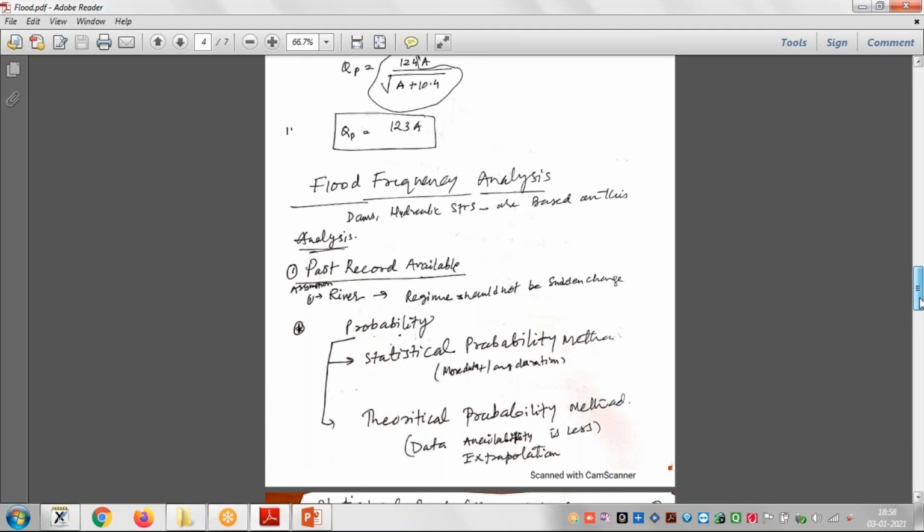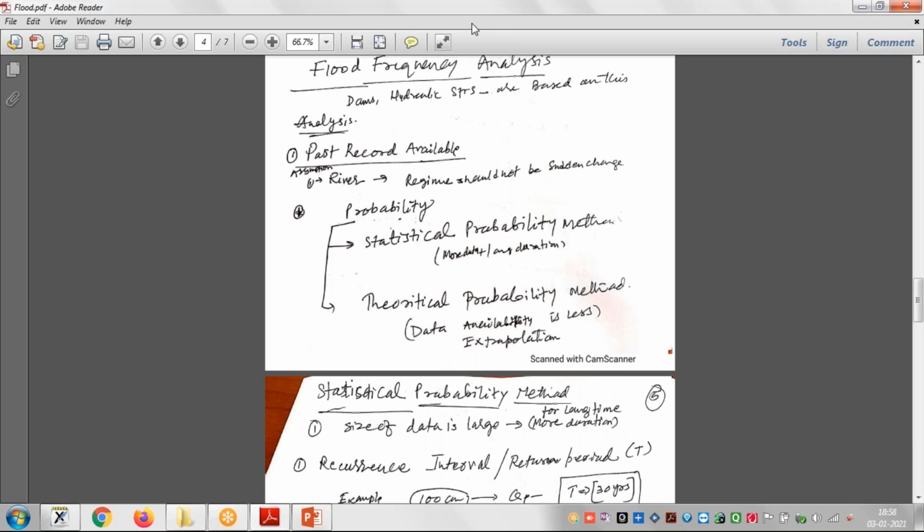So this method is used when we have more data, right? And for long duration, we can use this method, and for short duration, when the data available is very small, then the theoretical probability method is used, right? So we'll see this.